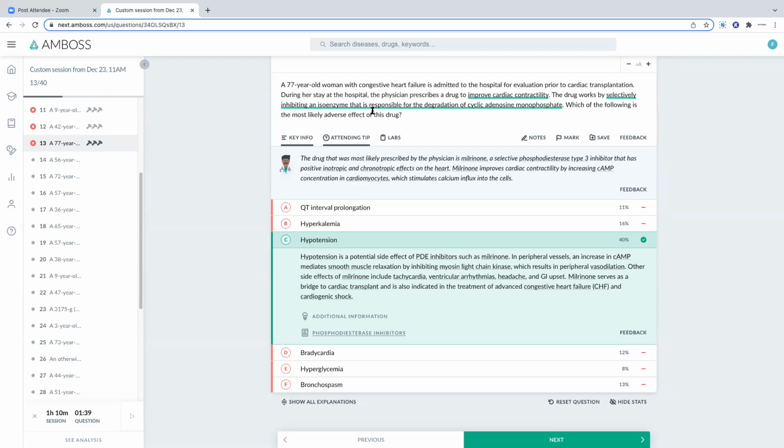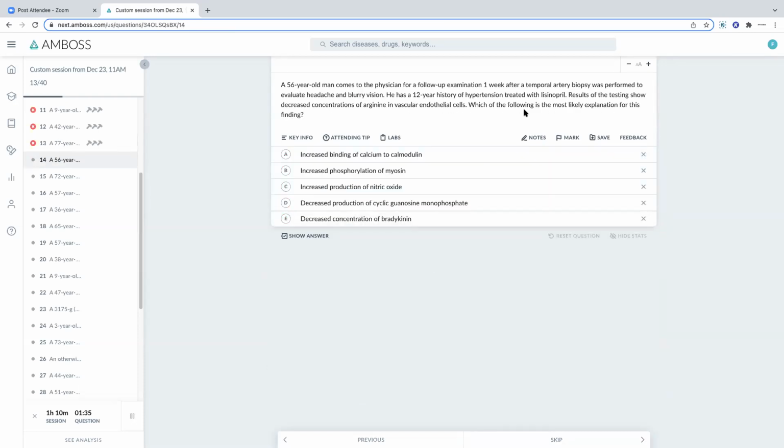They inhibit an enzyme that is responsible for the degradation of cAMP. As a result, what would happen? Increased cAMP would result in vasodilatation, and vasodilatation will cause hypotension. Okay. Which of the following is the most likely explanation for this finding? Which one did you guys choose?